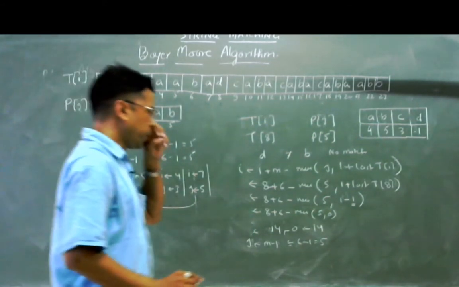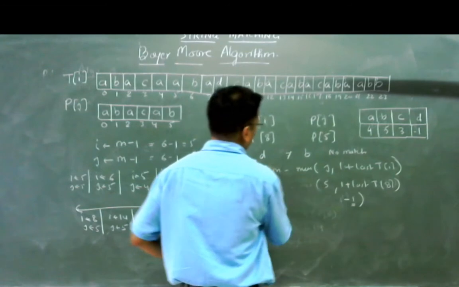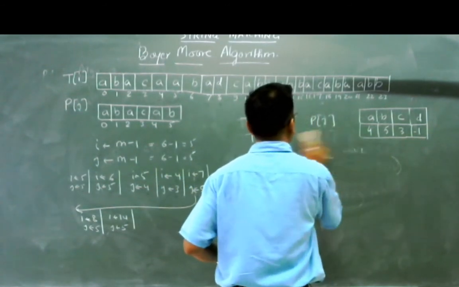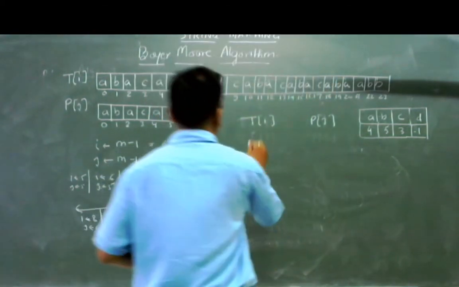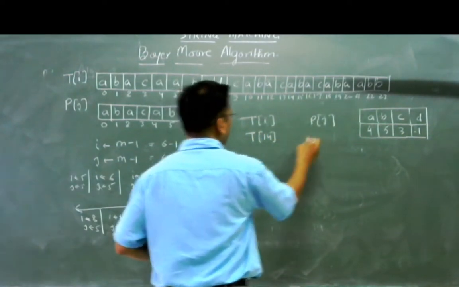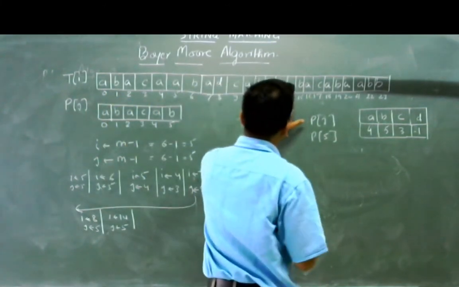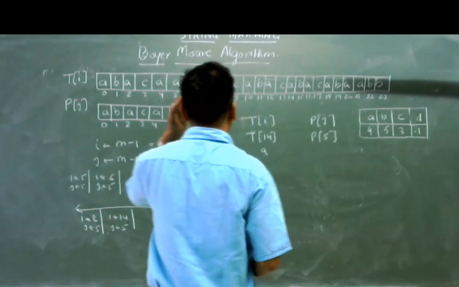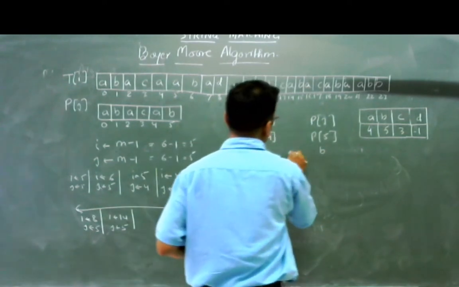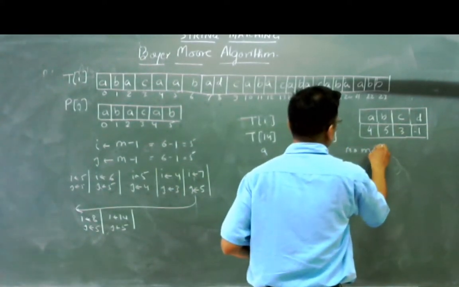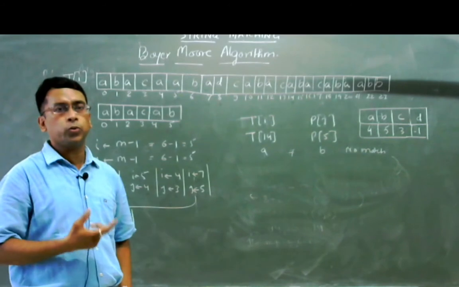Now we shall compute the value for i equals 14 and j equals 5. Now the value T14 and P5. The element at T14 is A, and the element at position number 5 is B. So no match. So in this situation, what we shall do? We shall reuse the formula i equals i plus m.